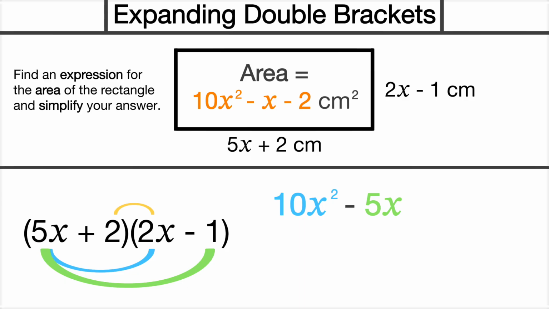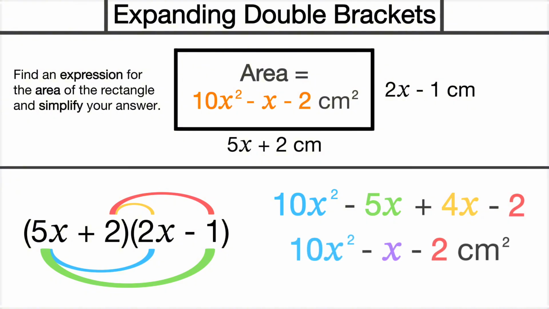Next, multiply 2 by 2x to get 4x. And finally, multiply 2 by minus 1 to get minus 2. This can be simplified to get 10x squared minus x minus 2 centimeters squared, which is the area of the rectangle.